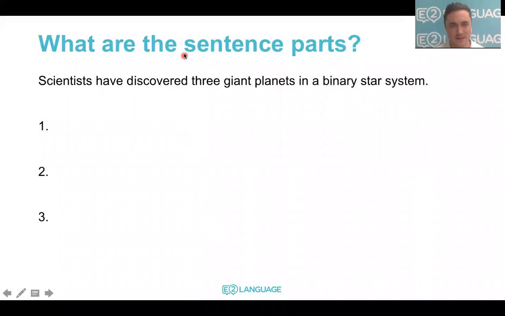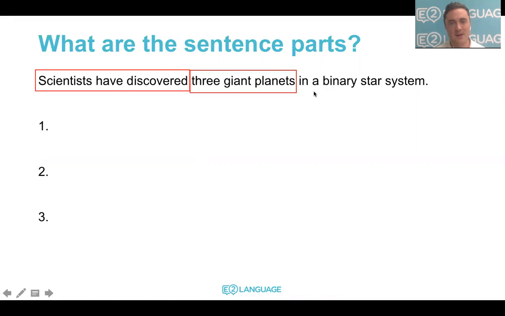Turn on my spotlight. Okay, let's go back. I'm gonna have to draw that first one. Okay, the first sentence part. Scientists have discovered. Second sentence part. 3 giant planets. Obviously, the third sentence part will be in a binary star system.